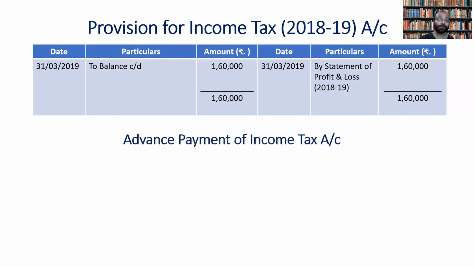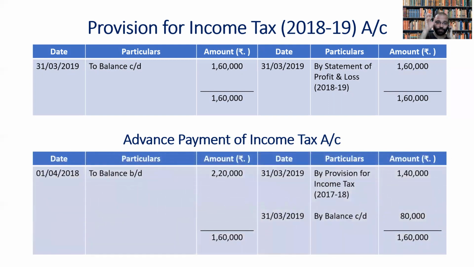Then the next one is preparation of the advance payment of income tax. That is what the question asked. Provision for income tax we have calculated for 2017-18 and for 2018-19. Now, advance payment of income tax, how to do that? The opening balance on 1/4/2018, which is given in the question, is 2,20,000. So just substitute that 2,20,000.